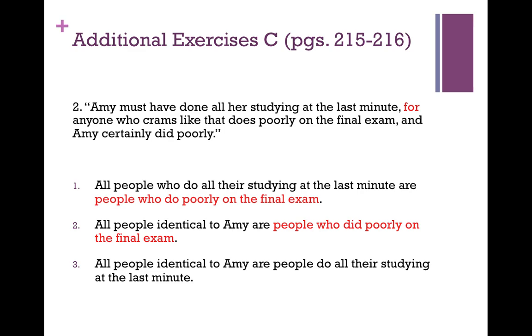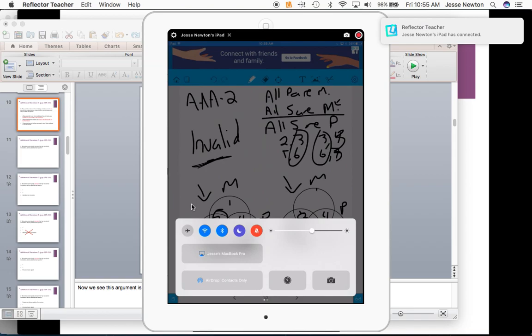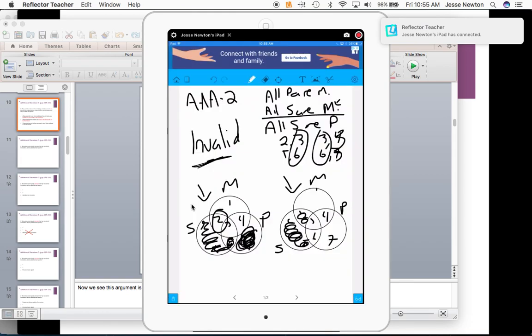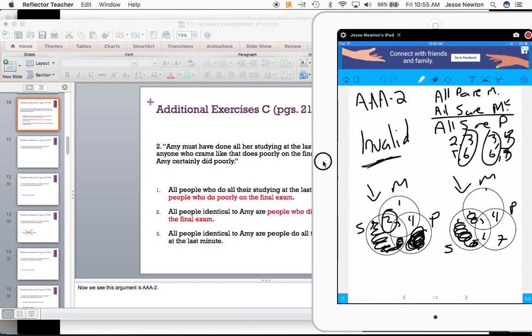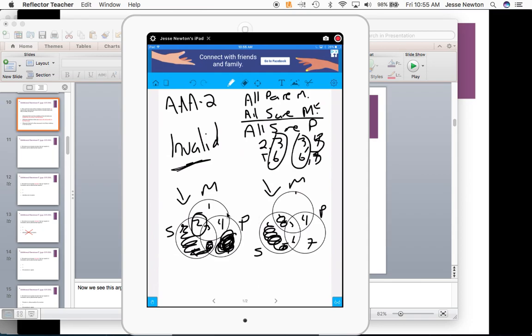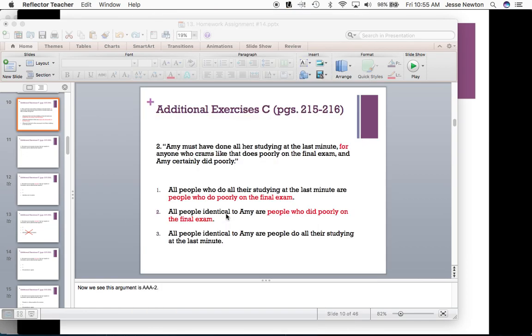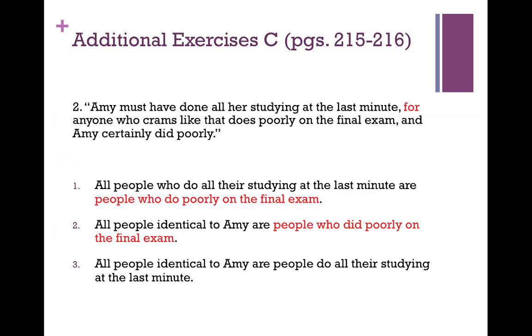So that's why we use the diagrams, because I know in this case it's maybe kind of easy to see that this argument is invalid. It's maybe kind of easy to see it in this argument right here, but for some arguments it's going to be a little more complicated, and the diagrams are very, very useful for those more complicated arguments. So it's going back and forth. Turn it off. All right.